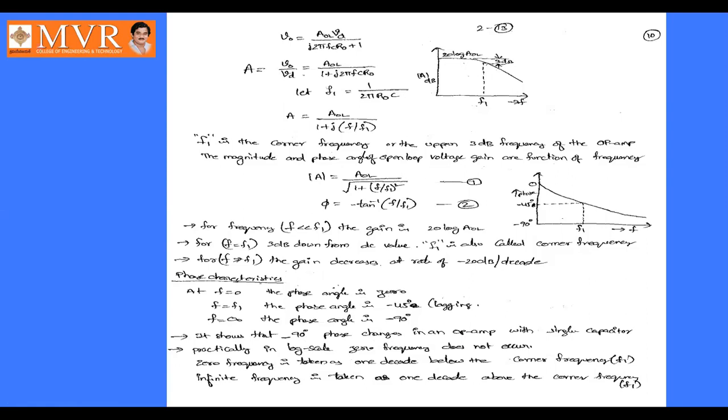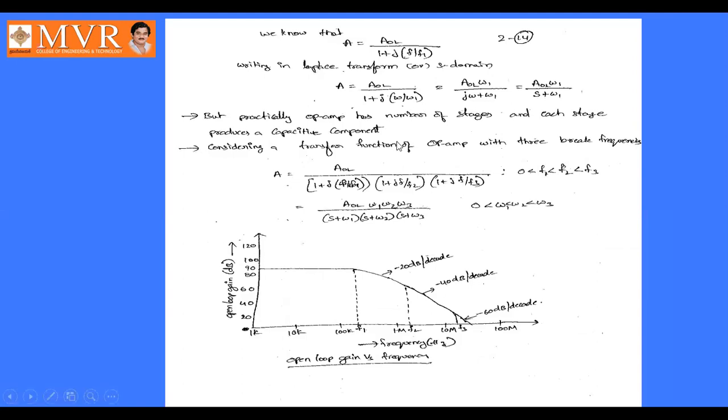Zero frequency is taken as 1 decade below the corner frequency F1, and infinite frequency is taken as 1 decade above the corner frequency F1. If you write this in the frequency domain, that is the S domain, using the Laplace transform, the gain will be given by AOL into omega 1 divided by S plus omega 1.